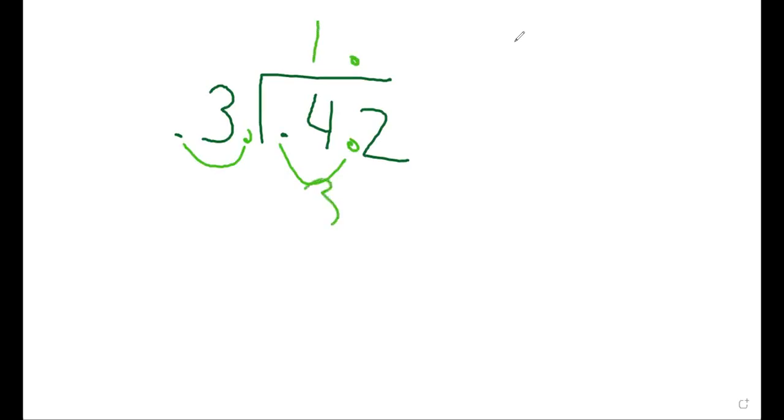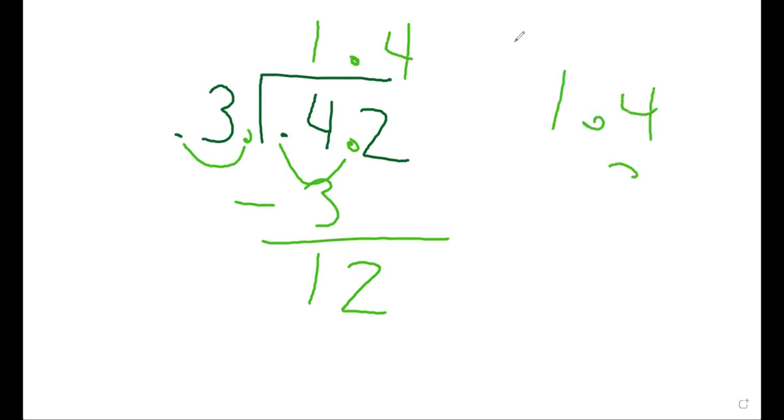3 times 1 is 3. Subtract the 3. 4 minus 3 is 1. And you now get 12. 3 goes into 12 4 times. So your answer is 1.4. And you can check this by doing multiplication, which is also good practice for doing both.